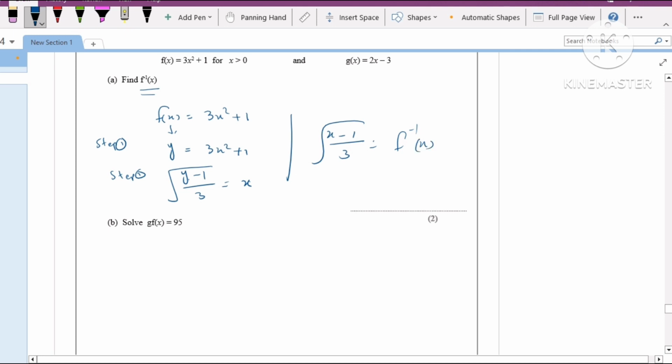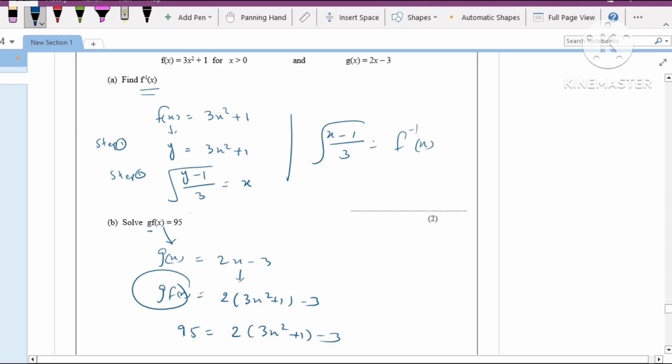g(x) is equal to 95. So write g(x) first, that is 2x minus 3. Then replace this x with f(x), g(f(x)). Replace this x with f(x), and f(x) is given as 3x squared plus 1, minus 3. So this is equal to 95. So 95 is equal to 2 times 3x squared plus 1, minus 3.